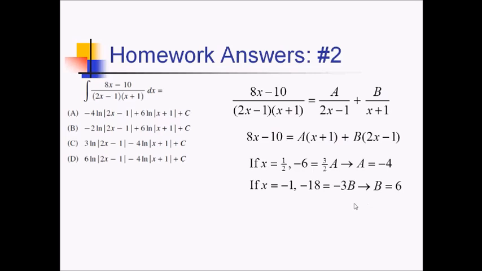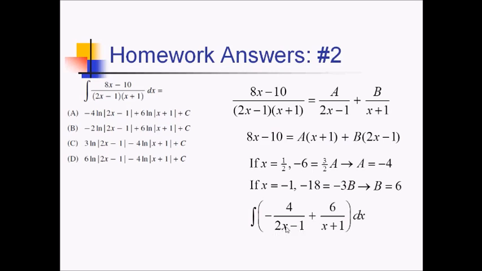All right, now I'm going to actually go ahead and rewrite these fractions in my integrand. So I'm going to have negative 4 over 2x minus 1 plus 6 over x plus 1 with the dx there. And now I'm going to use ln to take the antiderivative of these. So for my first term, I would have normally negative 4 times ln absolute value of 2x minus 1.